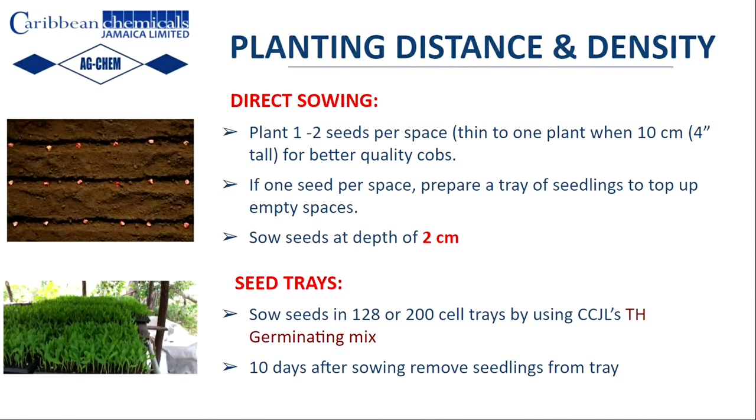Generally you want to plant at a depth of 2 centimeters. This will allow for quick rooting and quick emergence of the plant, right? Some of the benefits of direct seeding: it's not labor intensive, it costs you less, and you can get quicker growth out of your plant in a shorter time, right?